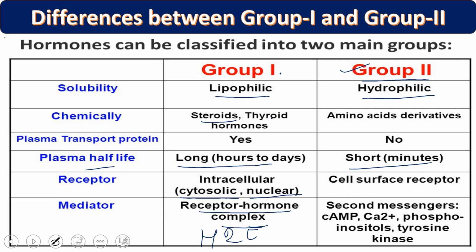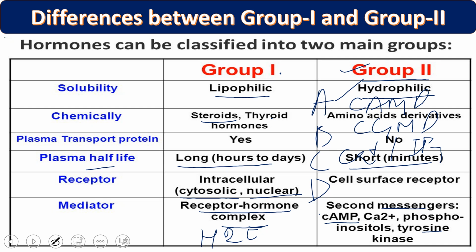Group 2 hormones normally work through secondary messengers. That can be cyclic AMP, calcium, phosphoinositol, tyrosine kinase. So these are the different classifications. We have 4 different categories, called A, B, C, and D. A is cyclic AMP. B is cyclic GMP. C is calcium or IP3, inositide phosphoinositol, and D is kinase mediated. So these are the 4 different classifications of secondary messengers. These secondary messengers we will see in detail in the next video, next lectures.